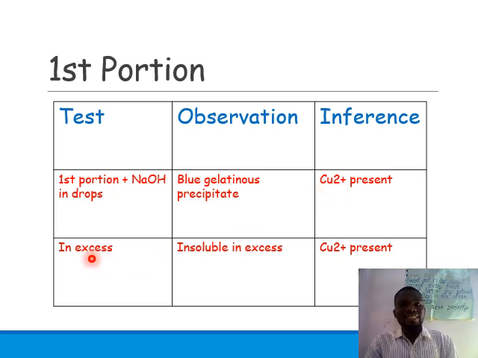Now, in excess, the next one: same sample that you poured the NaOH into, you add more NaOH again to see if there's a difference when you add much of it. What happened in essence is that it is insoluble in excess. So you can still say that Cu²⁺ is present.